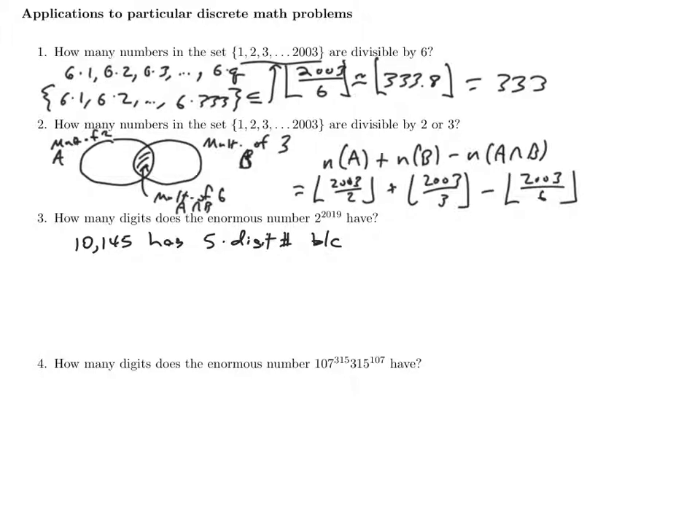But what makes it a 5-digit number in our base 10 system is the fact that that number lies between these 2 powers of 10. This is the first 5-digit number, and this is the first 6-digit number.